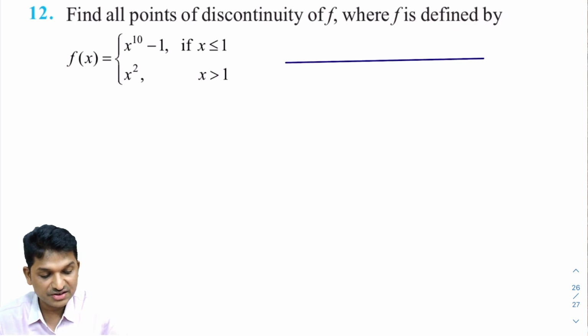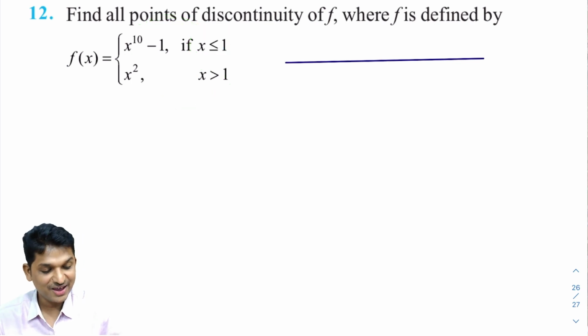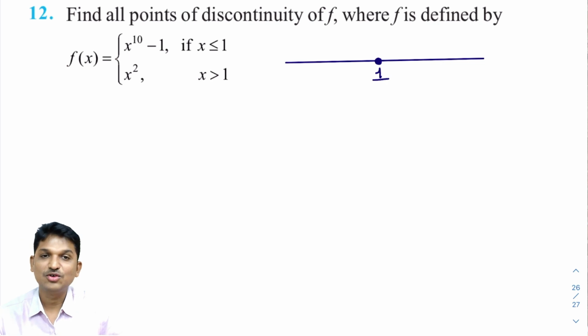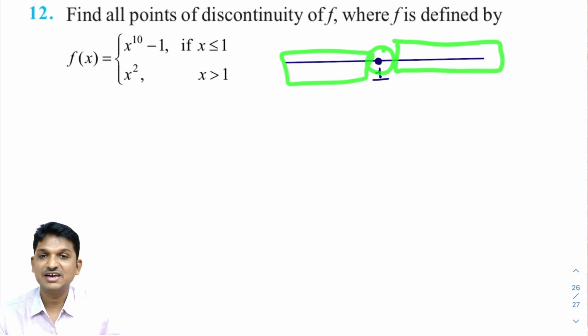for all points of discontinuity on real numbers, and here this function varies at x equal to 1. When x is less than 1, this function. When x is greater than 1, then this function. So here at x equal to 1, this function. So here we do this problem in 3 cases. This is case 1, when a value is less than 1. Case 2, when a value is 1. Case 3, when a value is greater than 1.